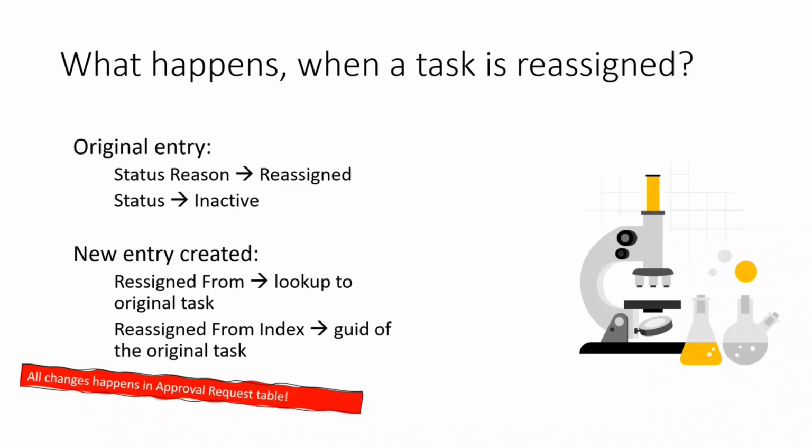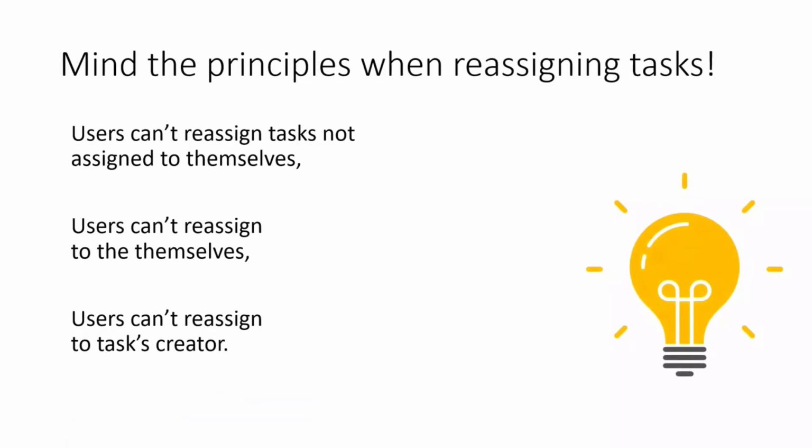Then speaking about the reassignment, the only things that are happening within the approval request tables are that one task is being deactivated and another task is being created; one record is deactivated, the other one is created. And when speaking about the reassignment and what we can do out of the box, there are principles which Power Automate, or maybe the current approvals API, is following.